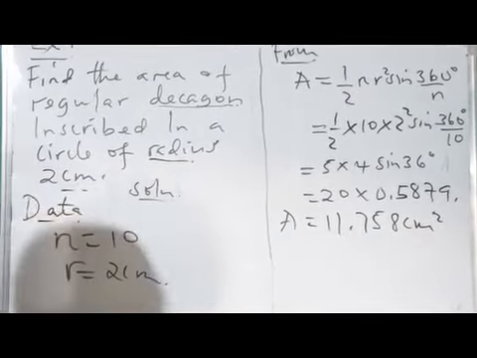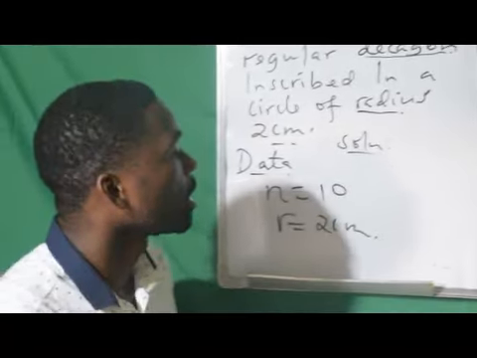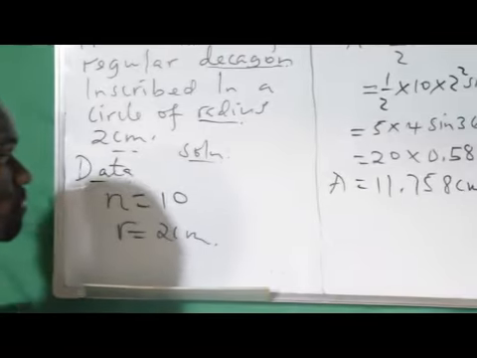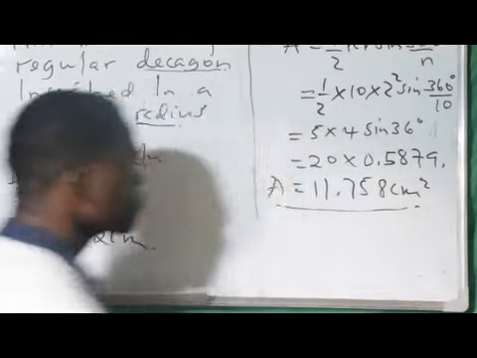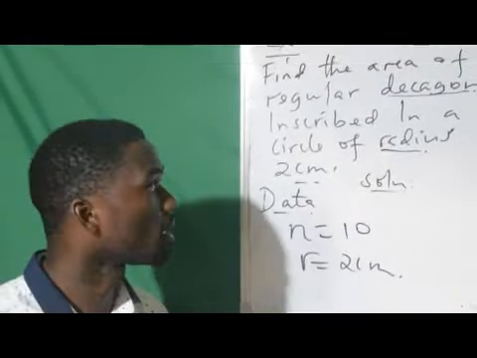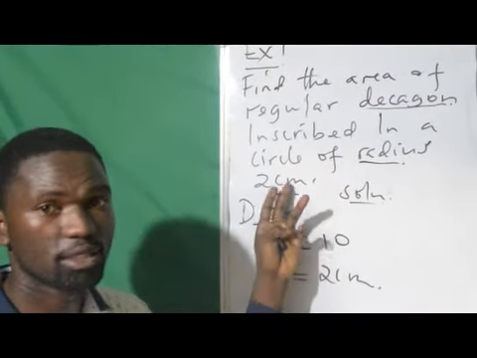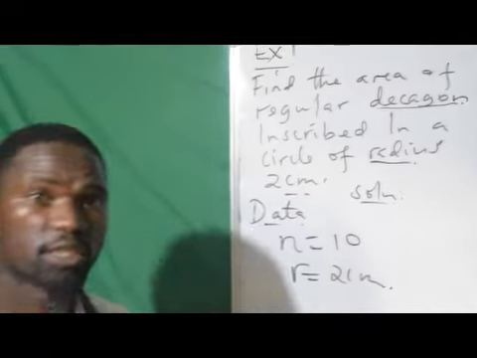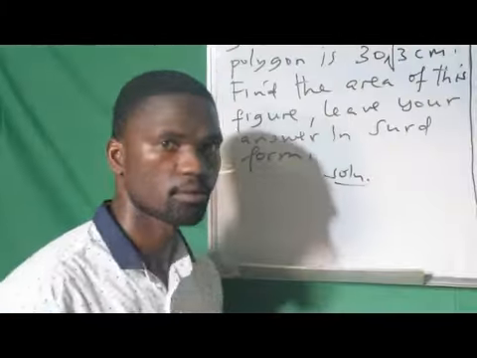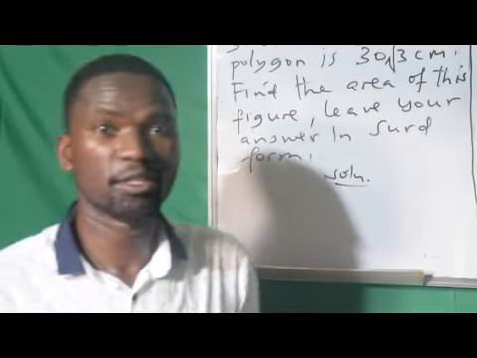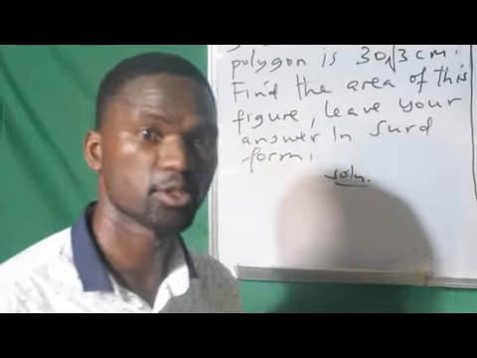So area is found to be 11.758 centimeter squared. That will be the value of the area of a regular decagon inscribed in a circle of radius 2 centimeters as the question demands. Thank you. Wait for the second example. Wow, I think the lesson is going well for you, audience students.